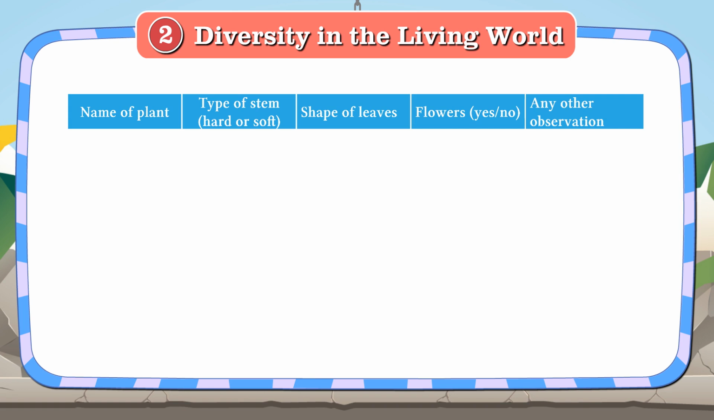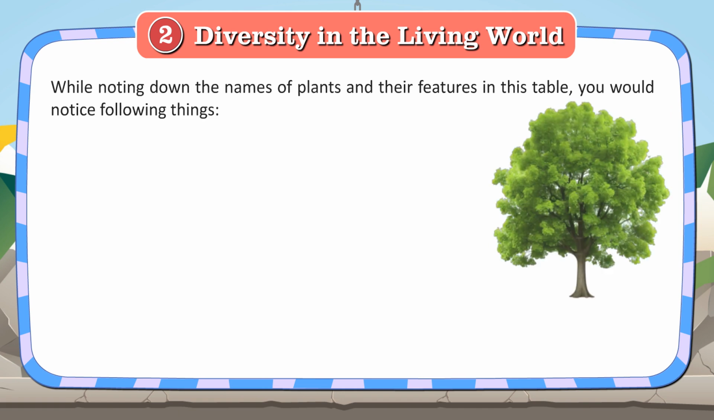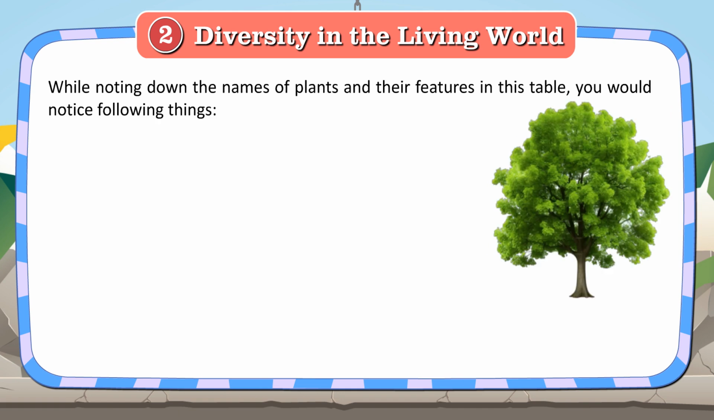Name of plant, type of stem (hard or soft), shape of leaves, flowers (yes or no), any other observation. Hard, big and hard shape with a long and thin tip. Not sure, rope-like branches hanging from the tree. While noting down the names of plants and other features in this table, you would notice the following things.